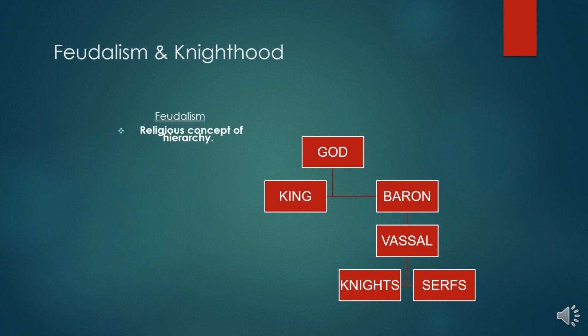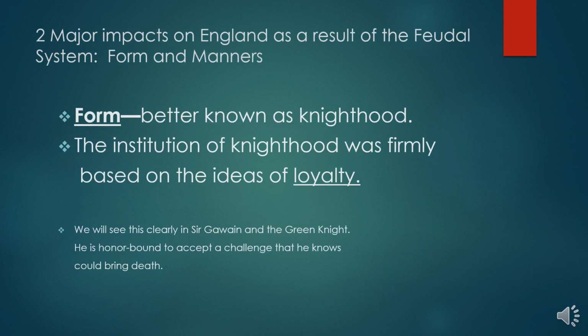Feudalism and knighthood. The feudal hierarchy is God, king, baron, vassal, knights, and serfs. There were two major impacts on England as a result of the feudal system: forms and manners. Forms are better known as knighthood. The institution of knighthood was firmly based on the idea of loyalty.